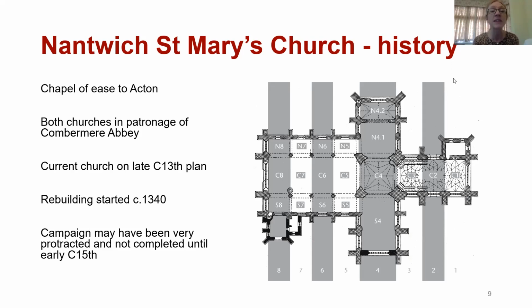Rebuilding of the building started in around 1340, when the chancel was remodelled and the north transept was extended. But work was probably halted by the Black Death in the years around 1347 to 8, and only recommenced in around 1380. And the completion process may have been very protracted and possibly not completed until the early 15th century.